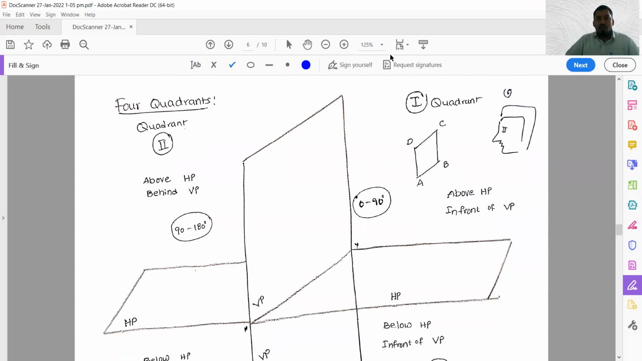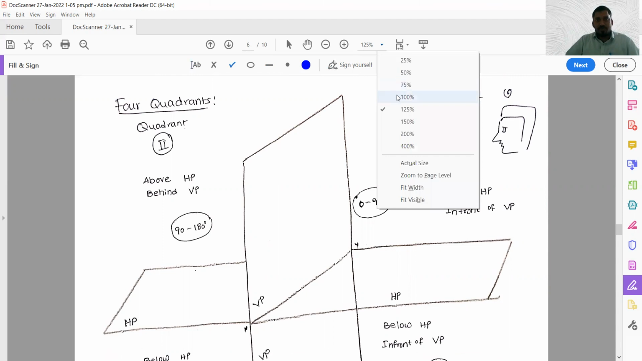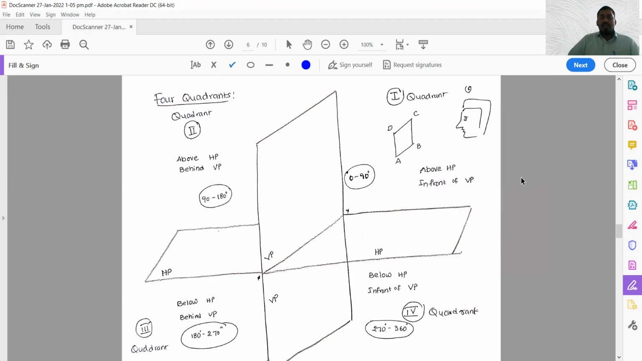Next topic is 4 quadrants. See, I have prepared 4 quadrants. First quadrant is 0 to 90 degrees. Second quadrant is 90 to 180 degrees. Third quadrant 180 to 270 degrees. And fourth quadrant is 270 to 360 degrees. These are very, very important in the case of projection of points, lines, planes, and solids.